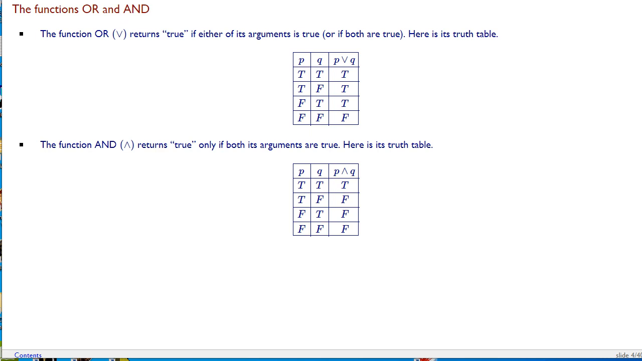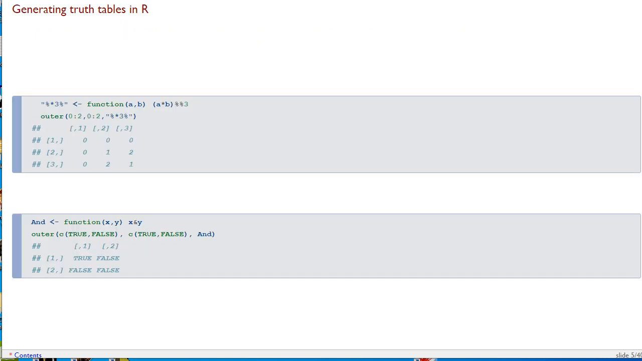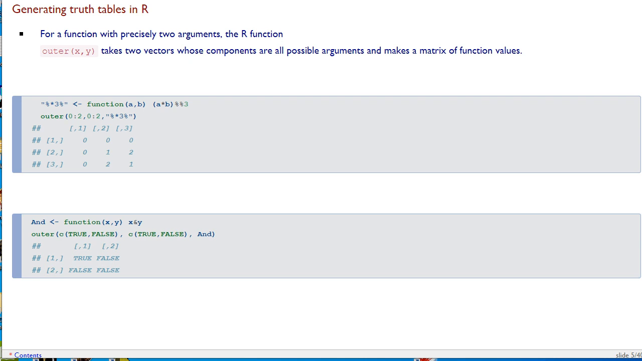And the function AND, as you might guess from its name, has the value true only if both its arguments are true. If either argument is false, its value is false. Now let's consider how we might generate these truth tables using R. There's a function outer in R that's going to be very important for us later in the course in conjunction with so-called chi-squared tests and independence of variables, but let's learn about it in a simple context.